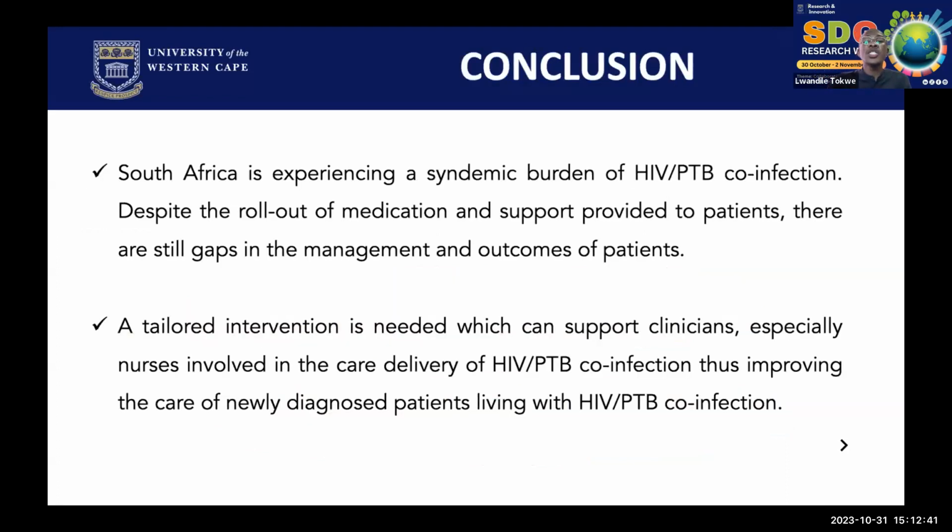So in conclusion, South Africa is experiencing a dual burden, which is the syndemic of HIV and pulmonary TB co-infection. And despite the rollout of medication and the support which is provided to patients, there are still gaps in the management and outcomes of these patients. And a tailored intervention is needed, which can support clinicians, especially nurses who are involved in the care delivery of HIV and pulmonary TB co-infection, thus improving the care of the newly diagnosed patients living with HIV and pulmonary TB co-infection. Thank you.